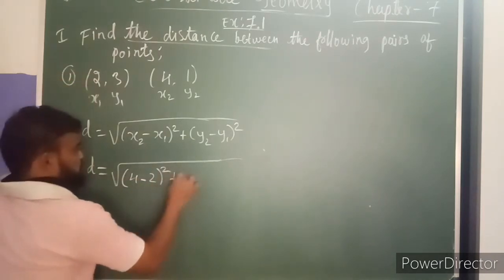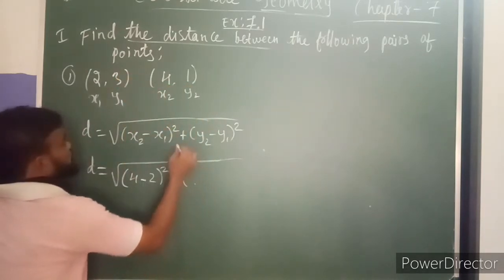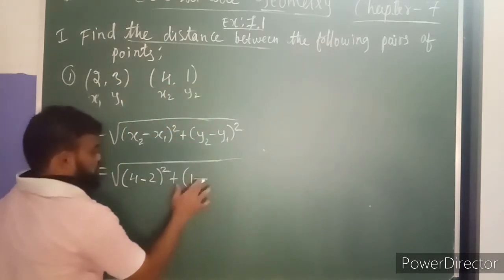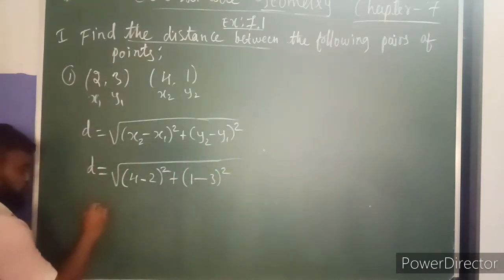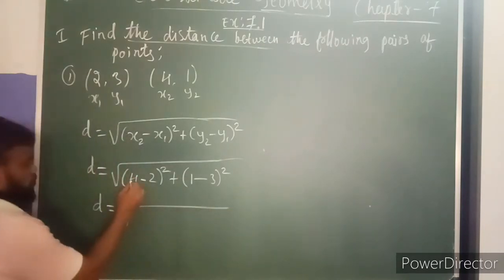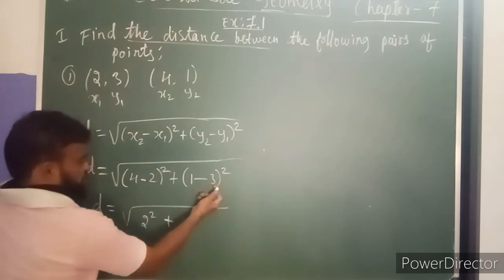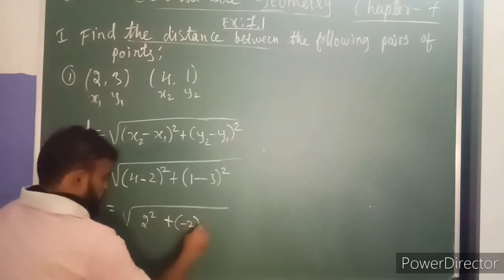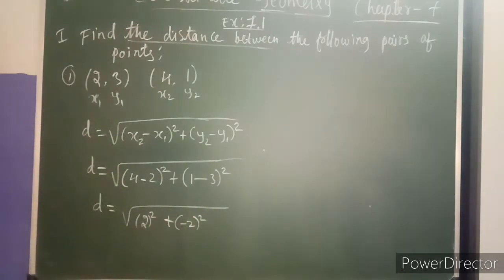Right? Plus y2. What is y2? y2 is 1, sorry, 1 minus y1, and y1 is 3, whole square. And d is equal to the square root of (4 minus 2) whole square plus (1 minus 3, that is minus 2), minus 2 whole square. Right? We put it in a bracket. Now here d is equal to 2 square is 4 plus (minus 2) square also 4, right?